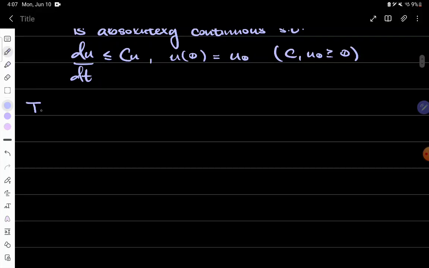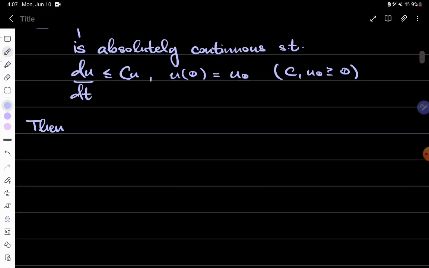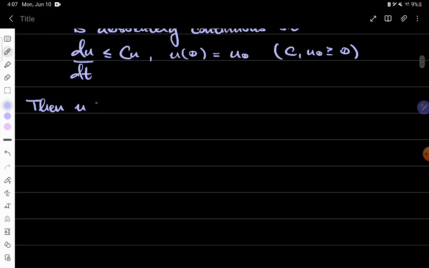Then, since the solution to this corresponding differential equation is known, it turns out that this inequality transfers, right? u of t is actually bounded above by the solution of the corresponding differential equation, which would be, of course, u naught times this exponential e to the ct. And this is, of course, for all t that makes sense, which is to say between 0 and big T, where u is originally defined.